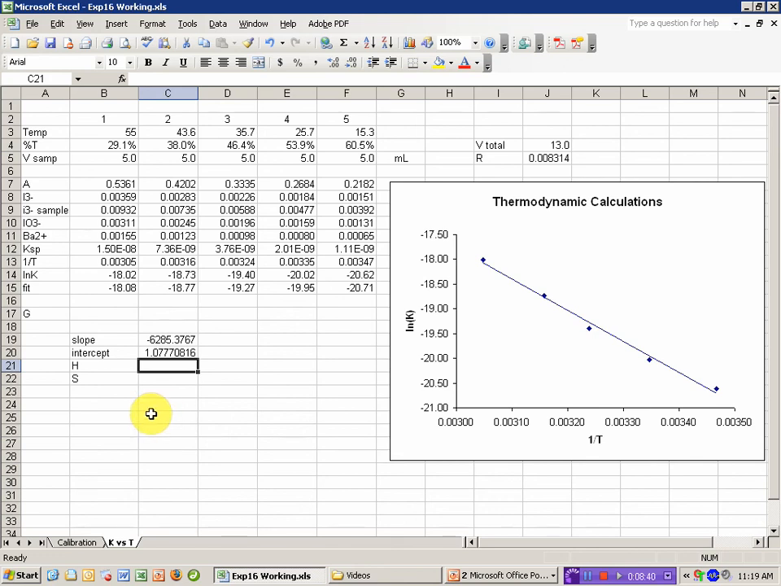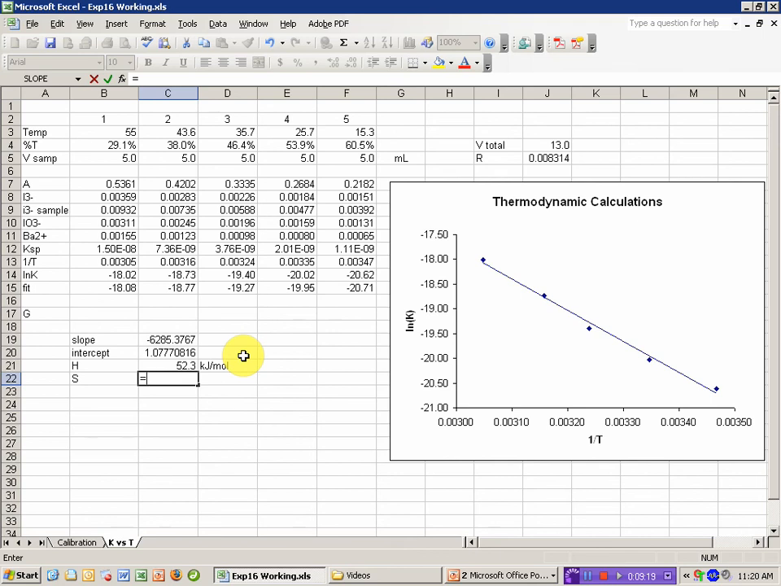you'll see that the natural log of the equilibrium constant is equal to minus delta H over R. So, going backwards, the H is equal to minus R times the slope. And that gives me a delta H of 52.3 kilojoules per mole.